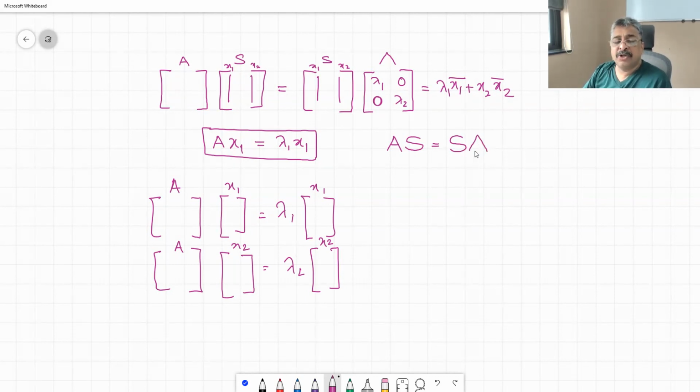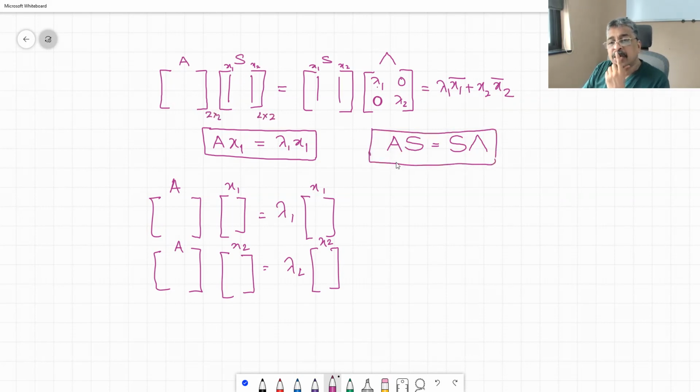Now, the only thing that you need to take care of is, if you are putting lambda 1 in the first position of the diagonalized matrix, then the corresponding eigenvector must be in the first position of the eigenvector matrix. If x2 is in the second position, then the corresponding eigenvalue must be in the second position, and so on. This is a 2 by 2 example, but even if it is an n by n example, this must be followed. Then you will get this expression, which is a very important expression.